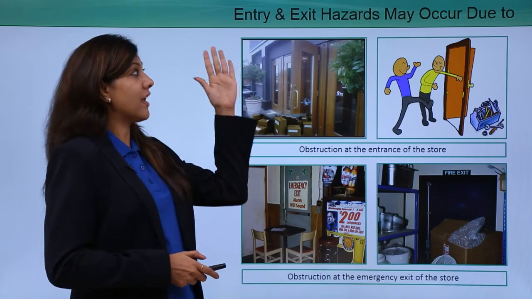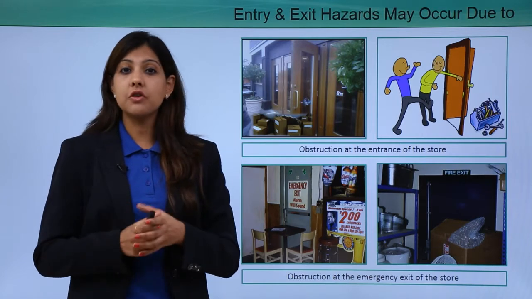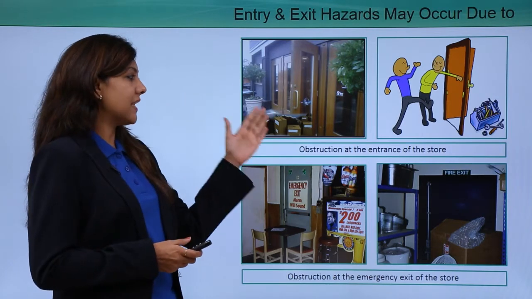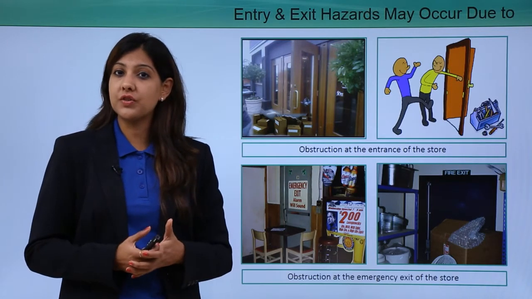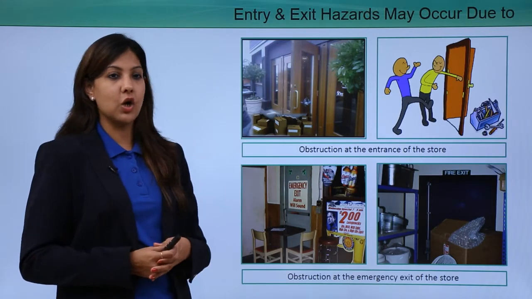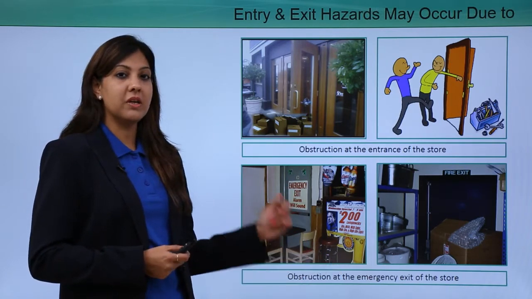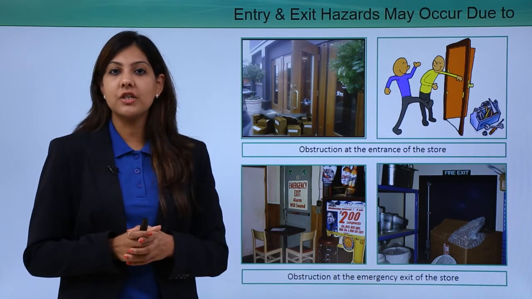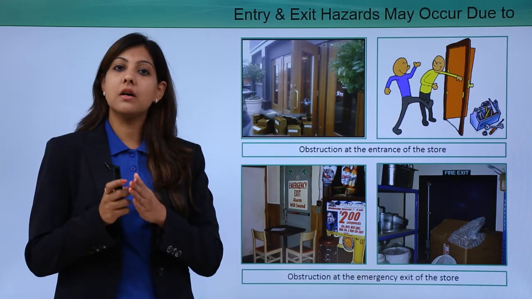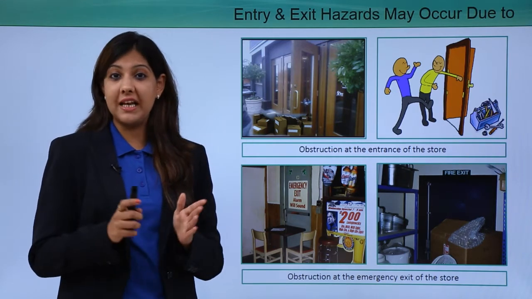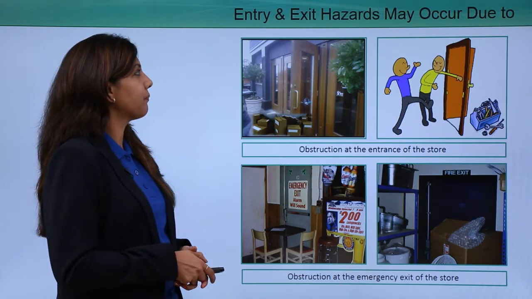Talking about certain entry and exit hazards which may occur, well, in an entry or exit of a retail outlet, there should not be any obstacles which might make a customer entering into the store fall down because of that particular obstacle. So obstruction at the emergency exit of the store should also be very clearly mentioned, and also it is important to mention that whenever you want, a fire exit should be labeled and signaled properly to avoid any kind of mishaps.